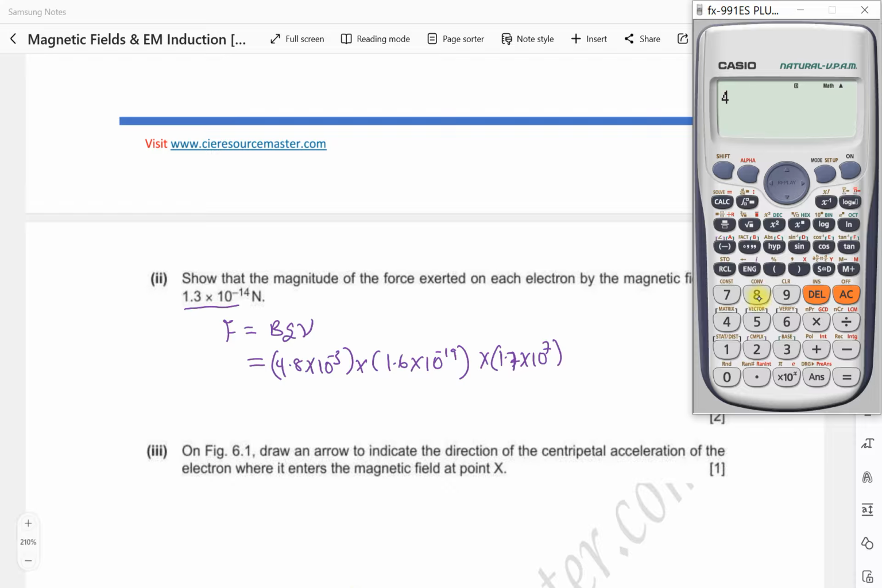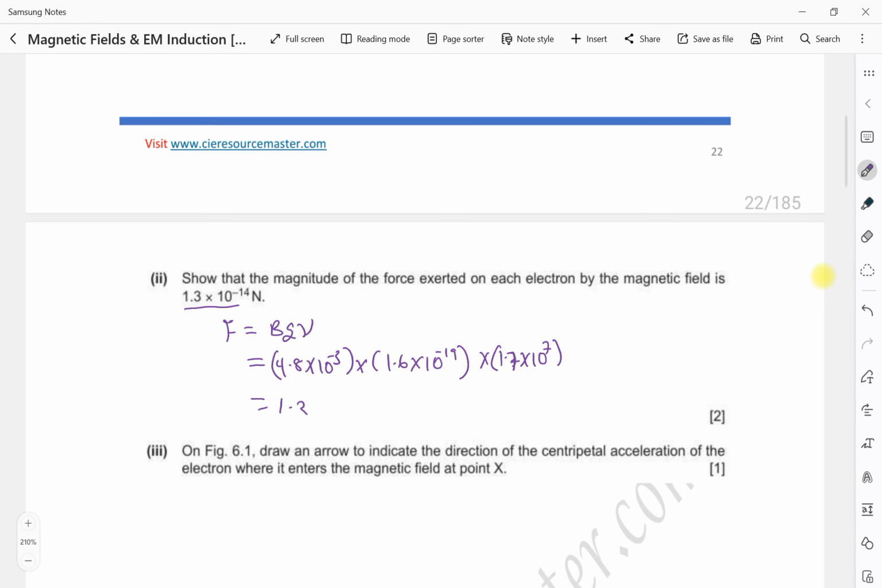So this is 4.8 times 10 to the power of minus 3, times 1.6 times 10 to the power of minus 19, then times 1.7 times 10 to the power of 7. So that is 1.306 times 10 to the power of minus 14, which is approximately 1.3 times 10 to the power of minus 14 newtons. Like I always emphasize, the examiner wants to see the answer which rounds off to what is given unless it is exact.